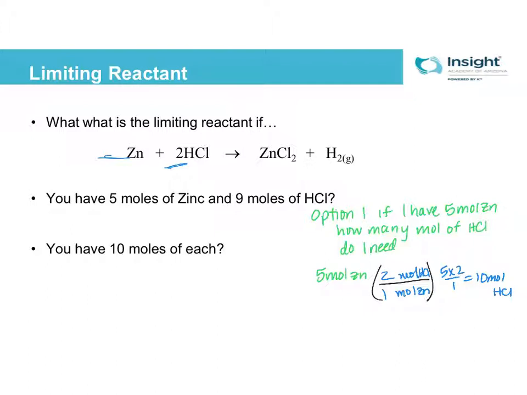All right, if I do it that way, do I have 10 moles of HCl? No. So that means HCl is going to run out first because I don't have enough. So HCl is limiting. If I had enough, then zinc would be limiting. Okay?